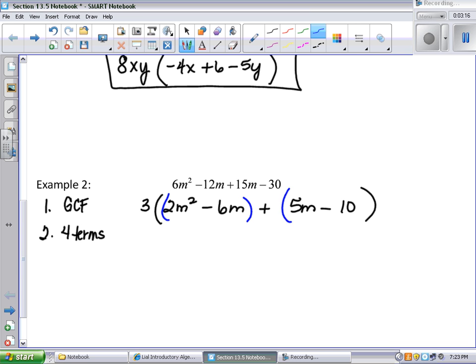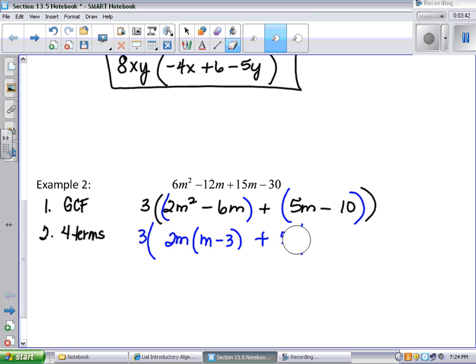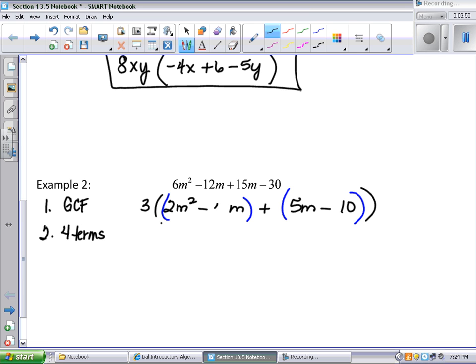If I group the first 2 together and the last 2 together, can I factor each group? The answer here is yes. My first group, I have a common factor of 2m, and what's left is m minus 3. My second group, I have a common factor of 5, and what's left, I'm sorry, I factored that wrong, didn't I? That's not 6m. If I take a 3 out of a 12, I have 4 left behind. 3 times -4 is -12. So when I factor now, I can take out a common factor of 2m, and what's left is m minus 2 plus 5 times m minus 2.